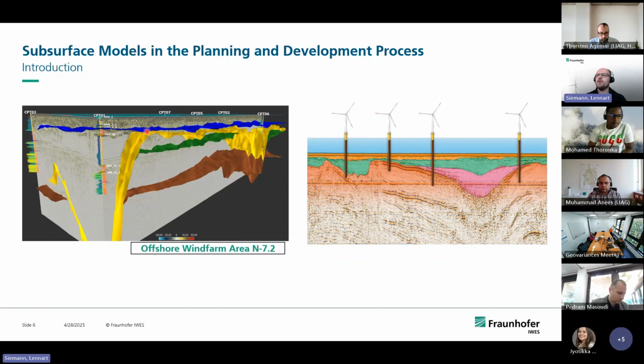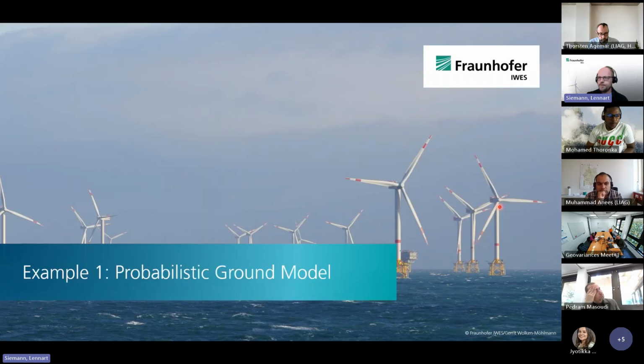So here the yellow horizon is basically a tunnel valley. You will also see some pictures of that later, but we need to characterize that. As you can see here for the foundations of the wind turbines, to avoid geohazards, because those channels, for example, can be geohazards at the end of the day.